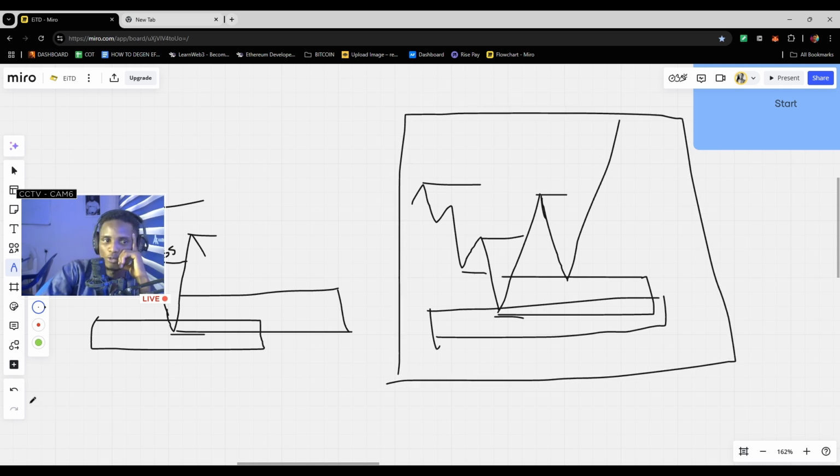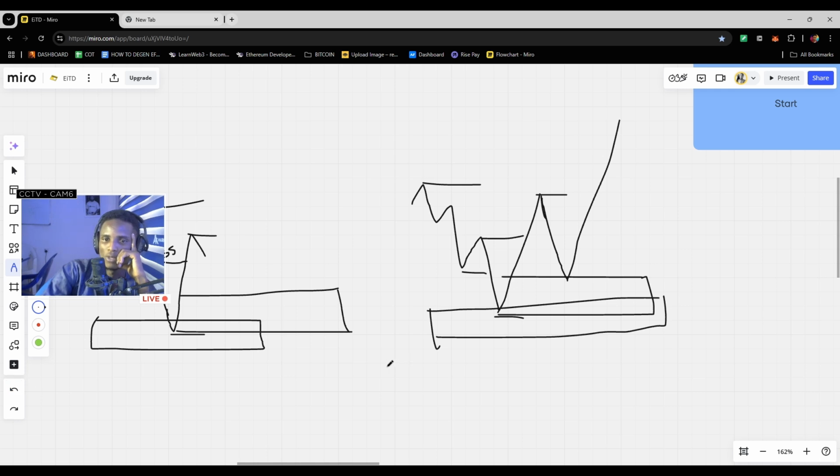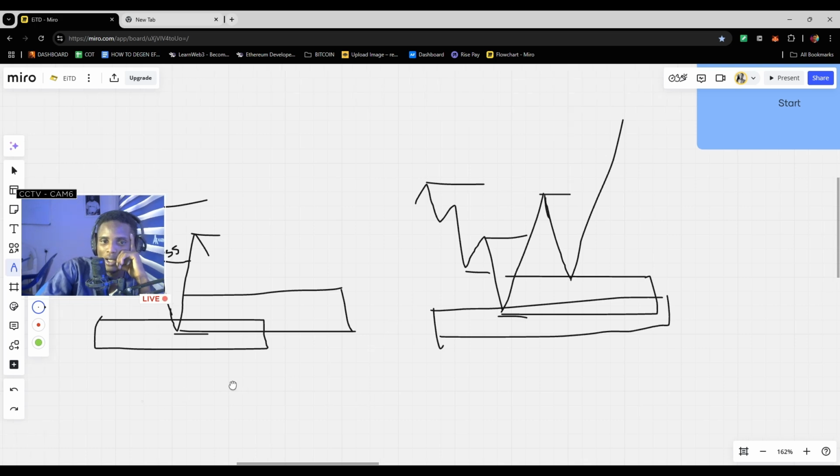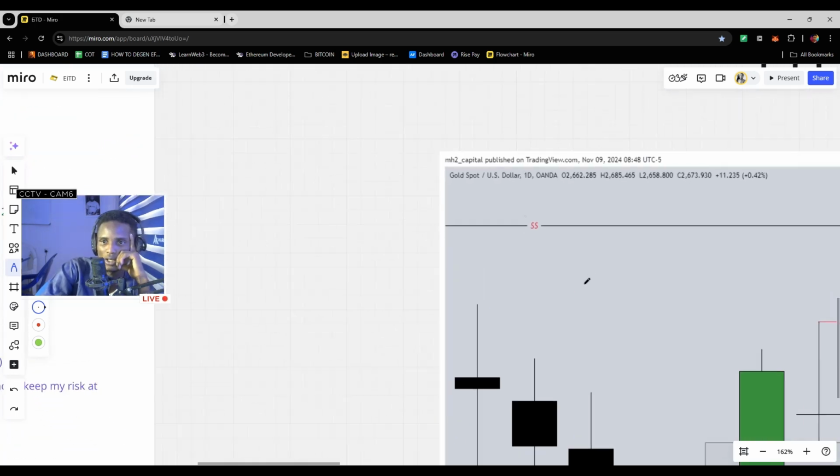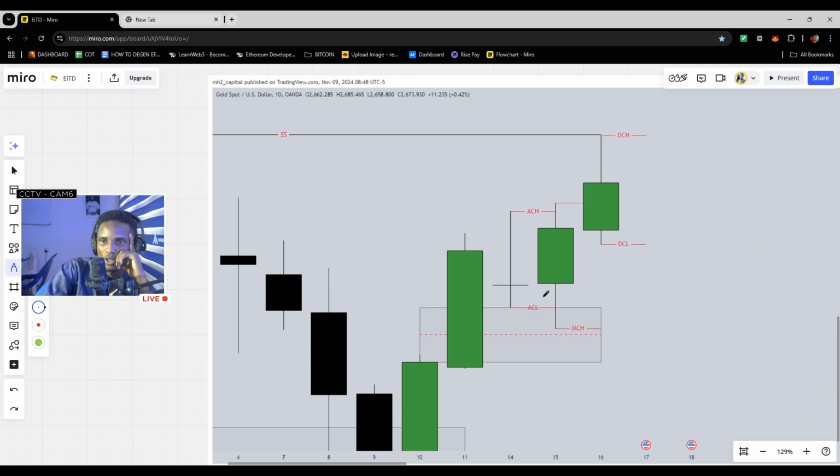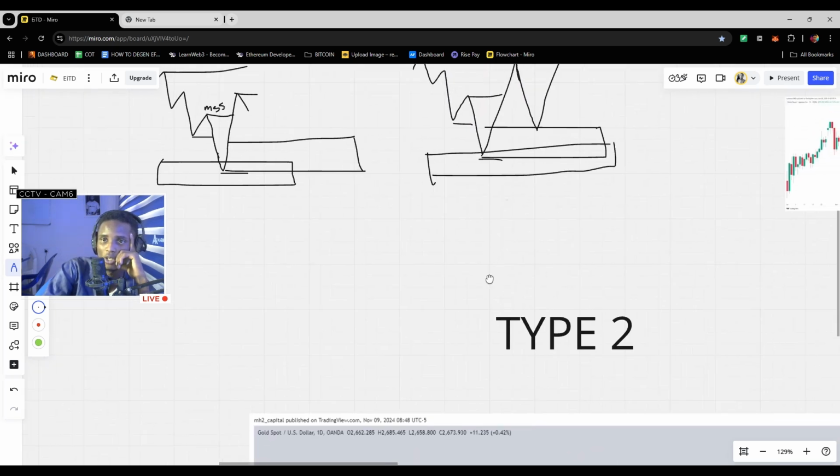So now if you are following me, you will understand that in the type 1, we don't want the distribution to happen within the manipulation candle. If the distribution happens within the manipulation candle, that becomes the type 2. That is why we will now see it like this. You will now see the candle closing above here, because what? It started distributing within the manipulation candle.